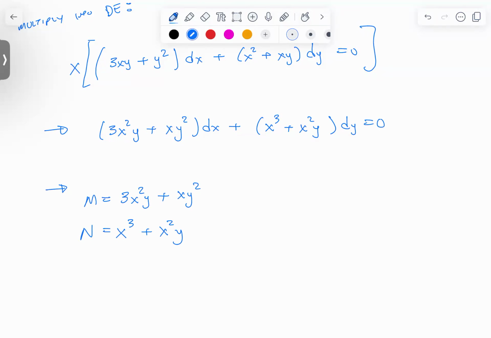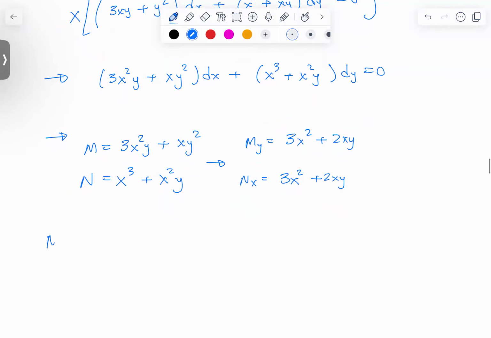Okay, once I've multiplied it through, it's still in the correct form. We go through M equals, N equals, and when I now take the partial with respect to y of this, I get 3x squared plus 2xy. And 3x squared plus 2xy. Now again, this is exact.